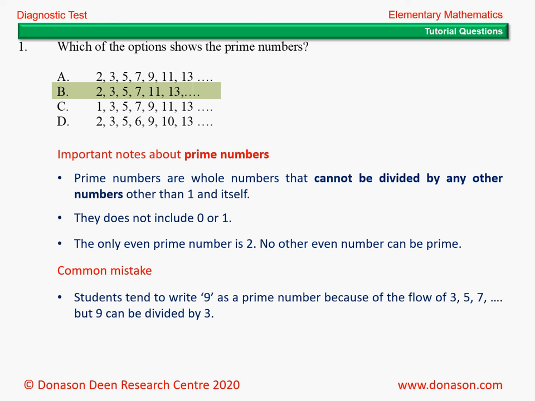So therefore, in the list of all the numbers that you have, only option B is the correct option, because it says 2, 3, 5, 7, 11, 13, and of course the list can go on and on, because 17 is the next prime number, and then you have 19, and so on and so forth. So the list can keep going on and on. Even 101 is a prime number.